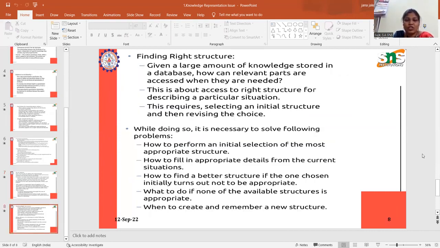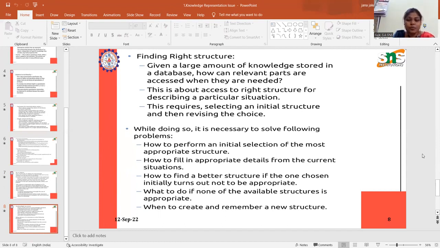Finding the right structure. Given a large amount of knowledge stored in a database, how can relevant parts be accessed when they are needed? This is about access to the right structure for describing a particular situation. This requires selecting an initial structure and then revising the choice. While doing so, it is necessary to solve the following problems.